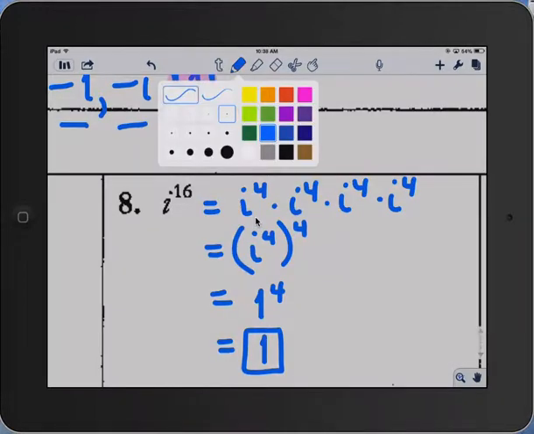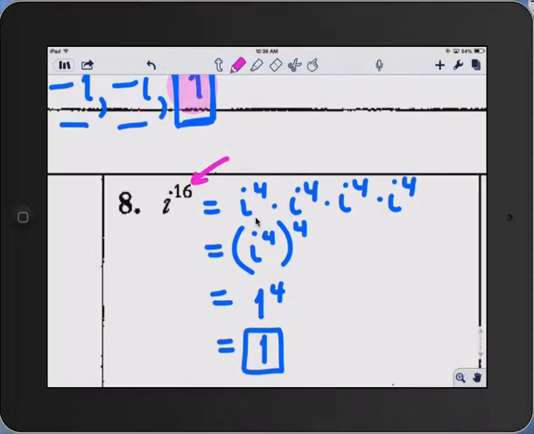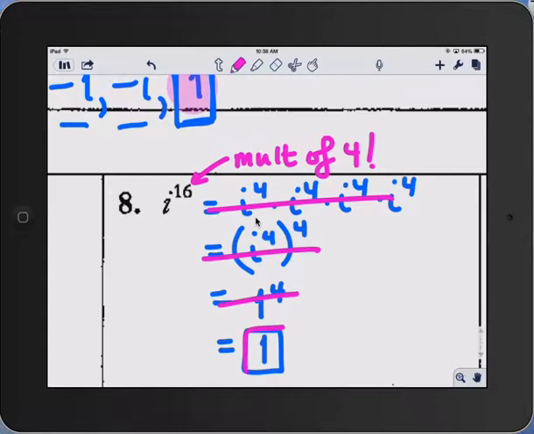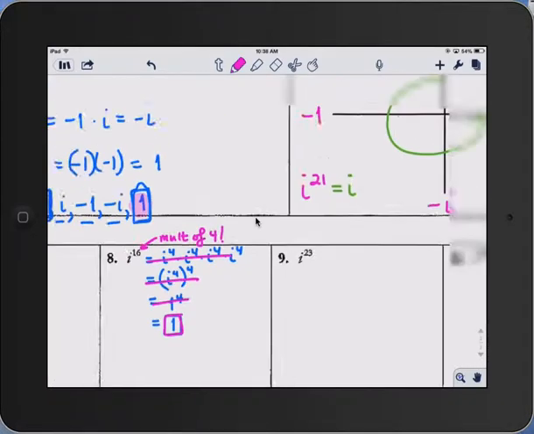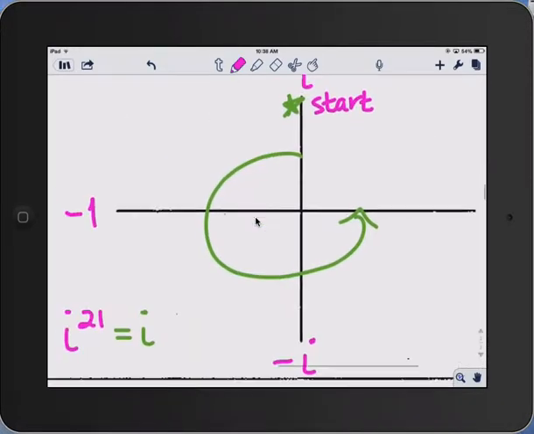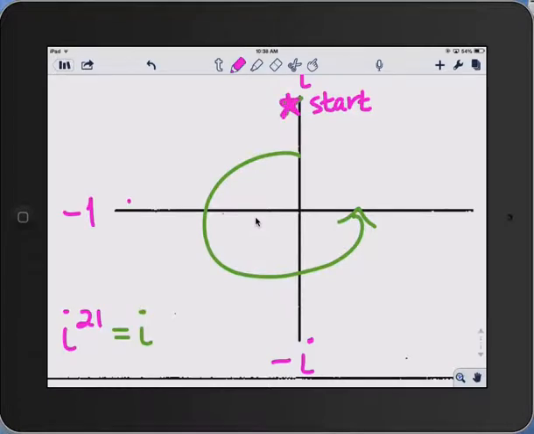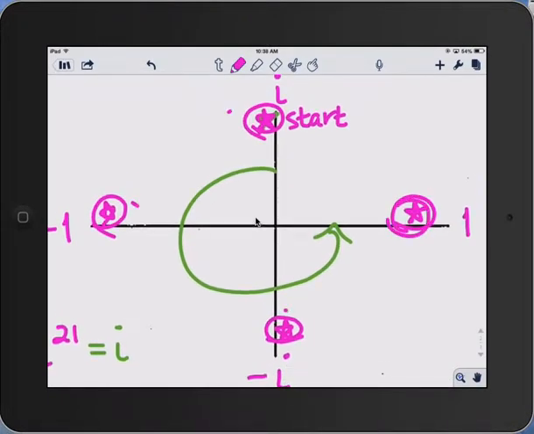Now, you really don't need to show all that work for this problem. You can simply look at that exponent and say, oh, look, it's a multiple of 4. So therefore, I know it's equal to 1. Now again, if you were to count it off in the little chart here, it would go i to the 1st, 2nd, 3rd, 4th, 5th, 6th, 7th, 8th, 9, 10, 11, 12, 13, 14, 15, 16. The multiples of 4 end up on the right side over here equal to 1.